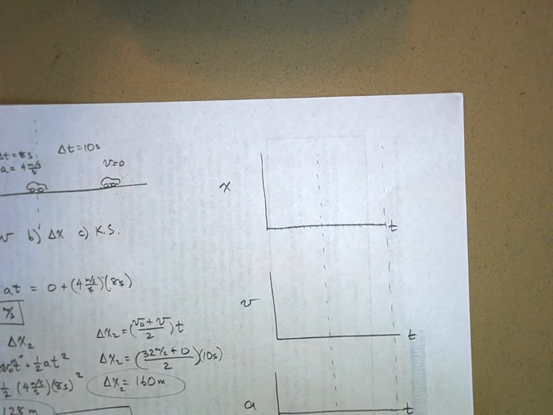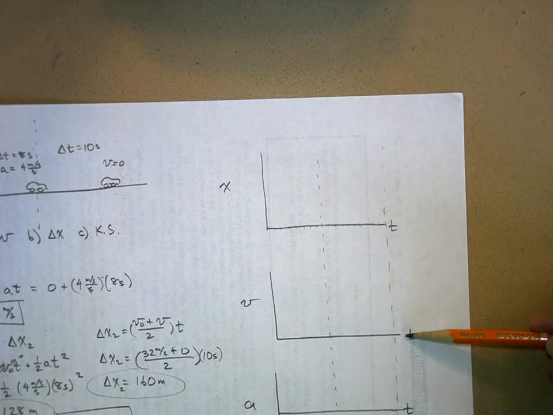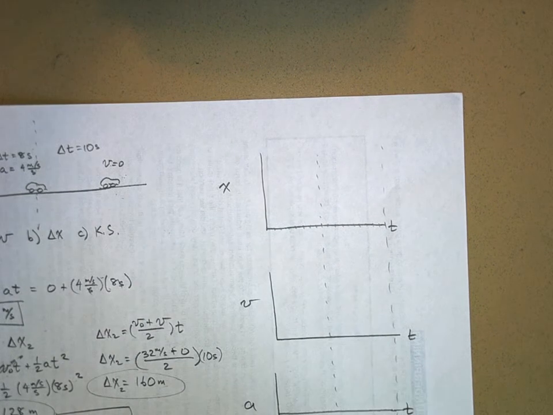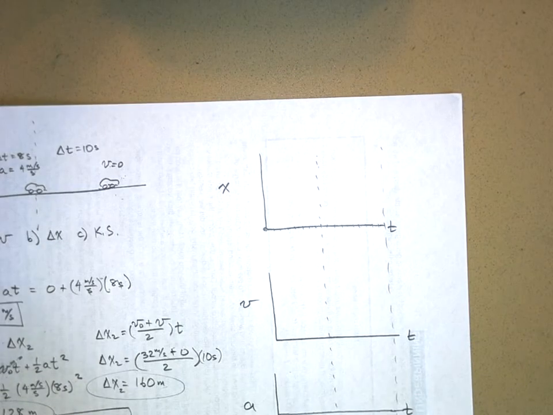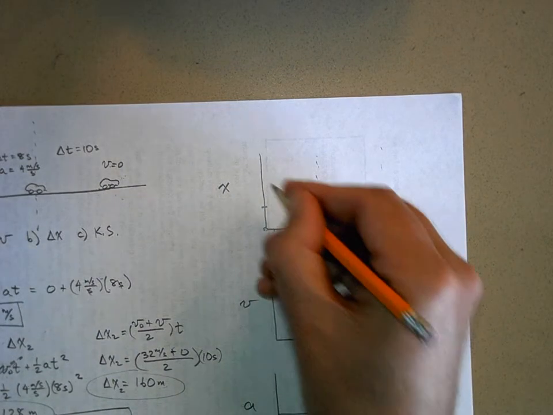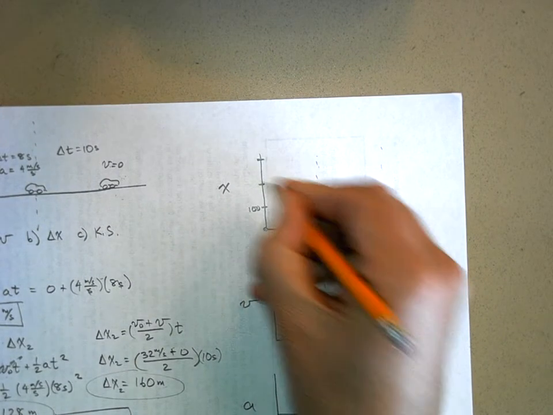Okay, now notice I knew that my position is going to be positive, my velocity is always positive, but I will have a negative acceleration. So let's do the position versus time graph first. We start at 0, and we're going to go all the way out to 288. So I'm going to do this by 100, 200, 300. Make your life easy, okay?